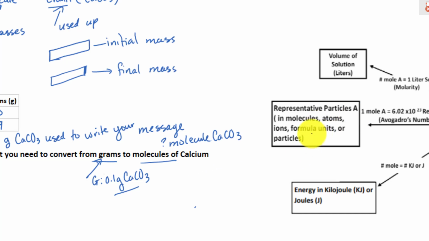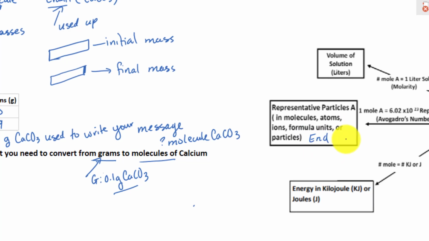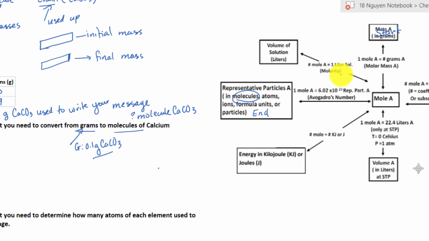And where do you end? Of course, we are going to molecules of A, because the chemical hasn't changed. So this is where you end. To start from mass in terms of grams all the way to molecules, what do we need? We need to go down, that's one conversion factor, and we need to go across, that's the second conversion factor.